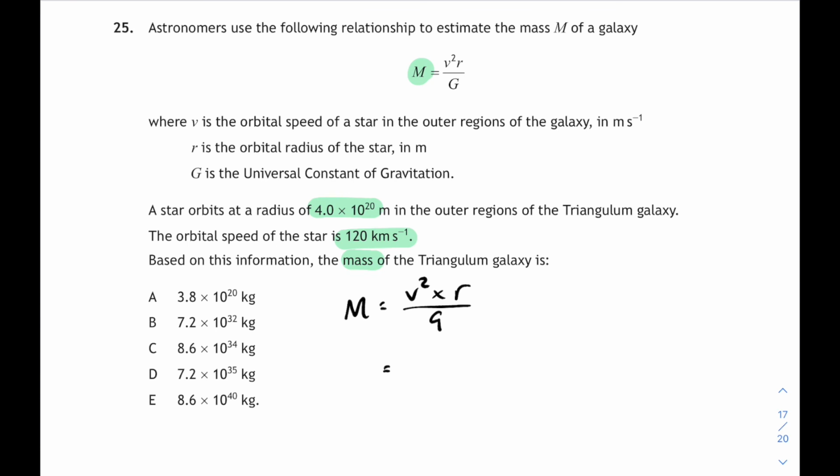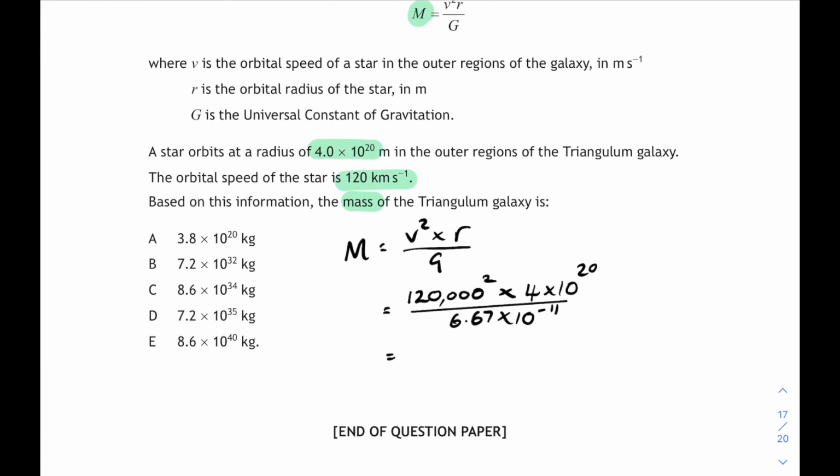We know that v is 120 kilometers per second, so don't forget to convert kilometers into meters. It has to be in meters per second, and don't forget to square it. The radius was 4 times 10 to the 20. And big G from your data sheet is 6.67 times 10 to the minus 11. And if you do all of that on your calculator, you'll get an answer of 8.6 times 10 to the 40 kilograms. That's answer E.